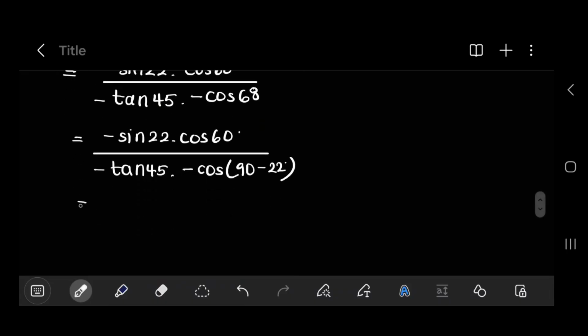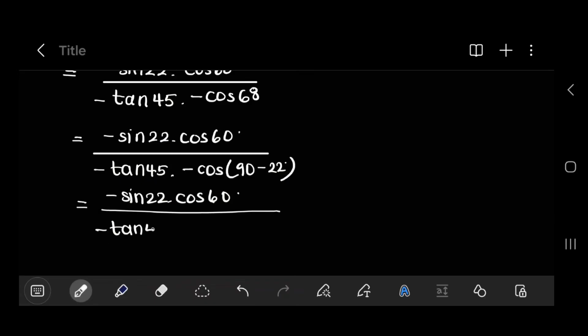Now, keeping the numerator as is, and just simplifying here in the denominator, 90 minus is in the first quadrant where all our trig ratios are positive. However, cos paired with 90 becomes sine. So we have negative sine 22.